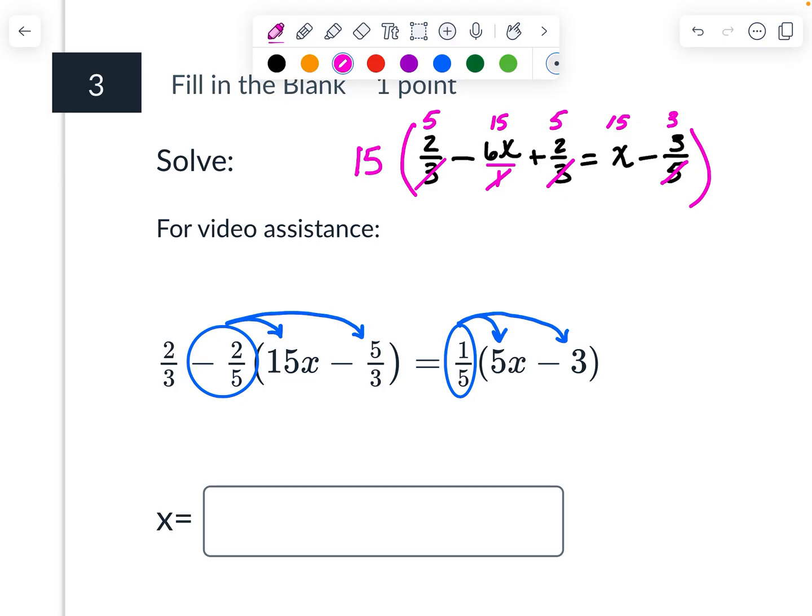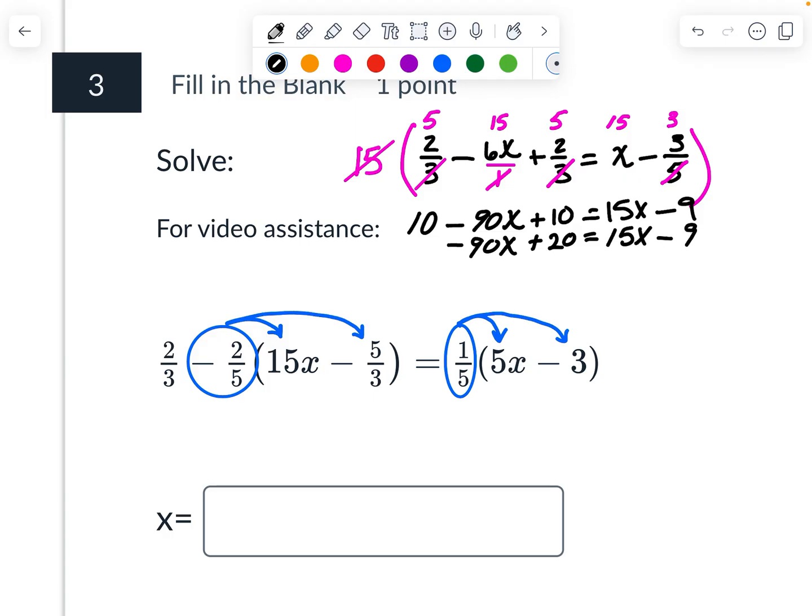All right. So now, I need to mark this off because that's out of there as well. 5 times 2 is 10. Negative 6 times 15 is negative 90. There's an x with that. 5 times 2 is 10. 15 times x is 15x. And negative 3 times 3 is negative 9. Combine like terms, I have negative 90x plus 20. I have 15x minus 9.